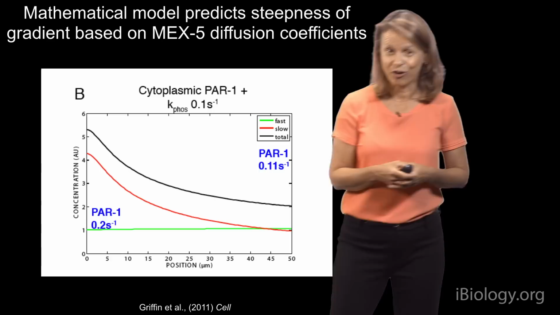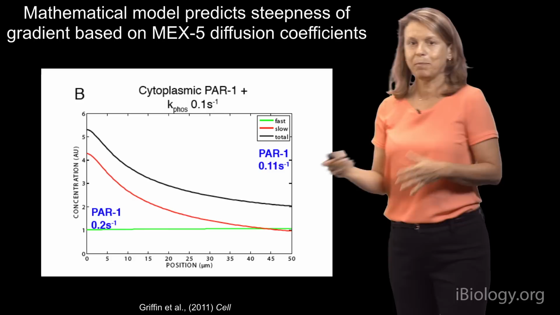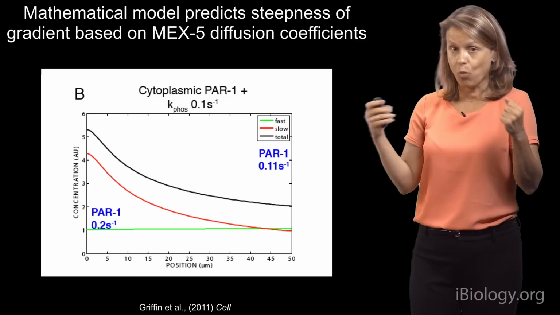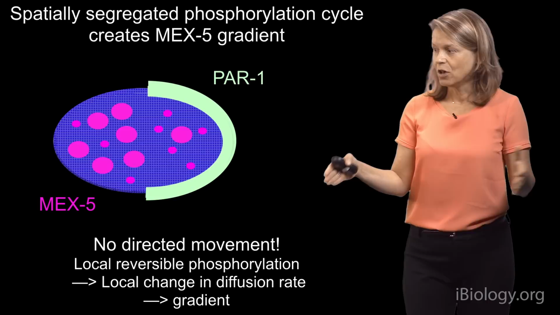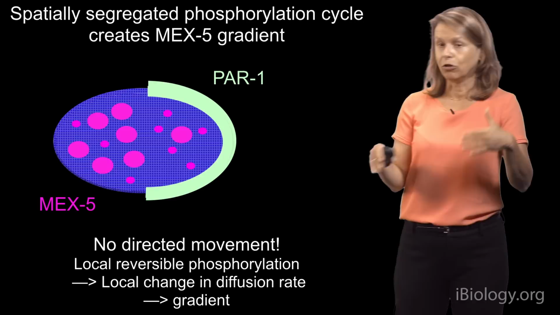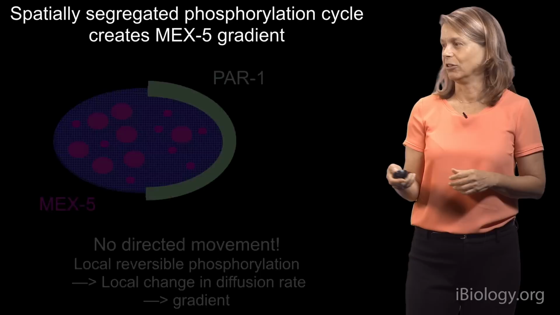So this type of analysis is very satisfying because it suggests that maybe we can explain this MEX5 concentration gradient just by imagining that the PAR1 kinase can change the diffusion rate of MEX5. Okay? So here we have a gradient that's formed in the cytoplasm without having any directed movement. All we have is a local reversible phosphorylation that induces a local change in diffusion rate, and that is sufficient to create a gradient.